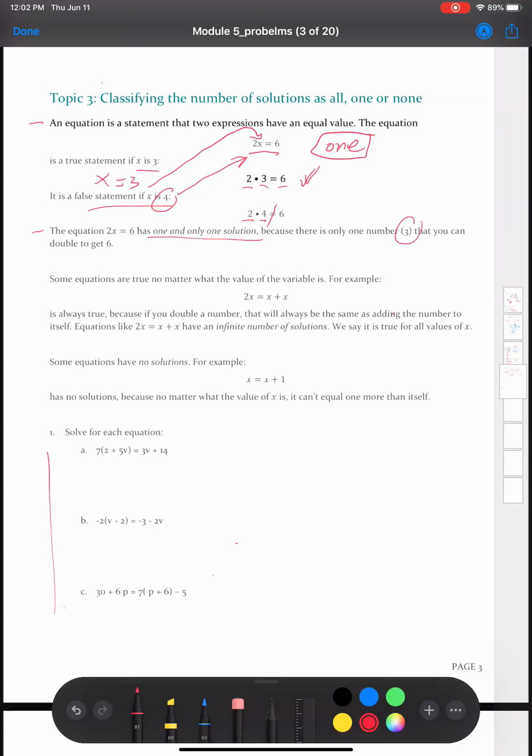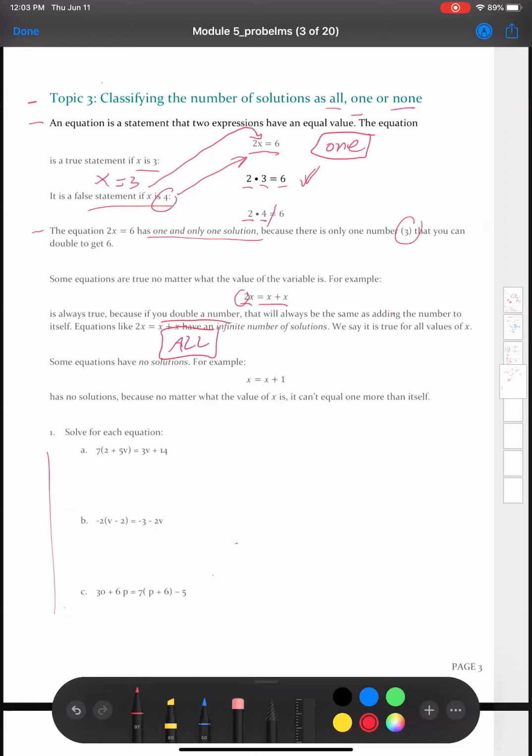Now, you have some other equations that are true no matter what the value of the variable is. For example, 2x equals x plus x is one such equation. Because if you double a number, meaning you multiply by 2, that will always give you the same result as adding the number to itself. So equations like 2x equals x plus x have an infinite number of solutions, or these equations are true for all values of x. Again, we are classifying each equation according to the number of solutions as all, one, or none.